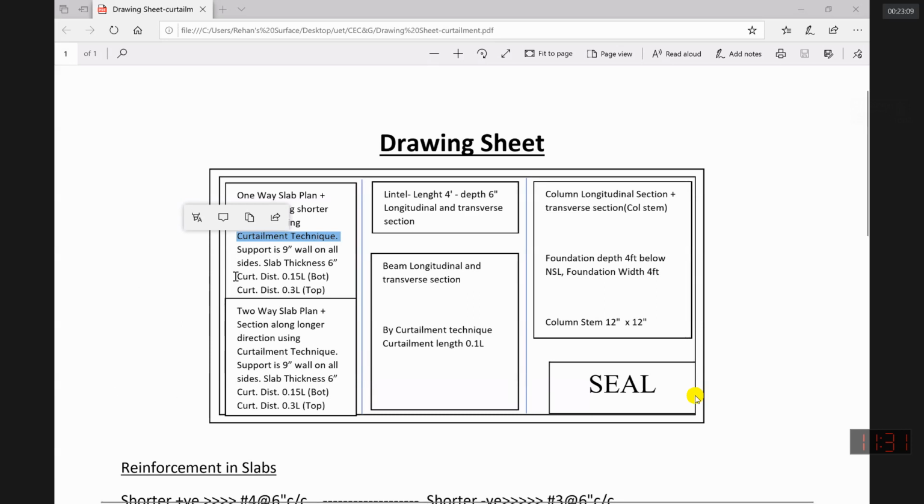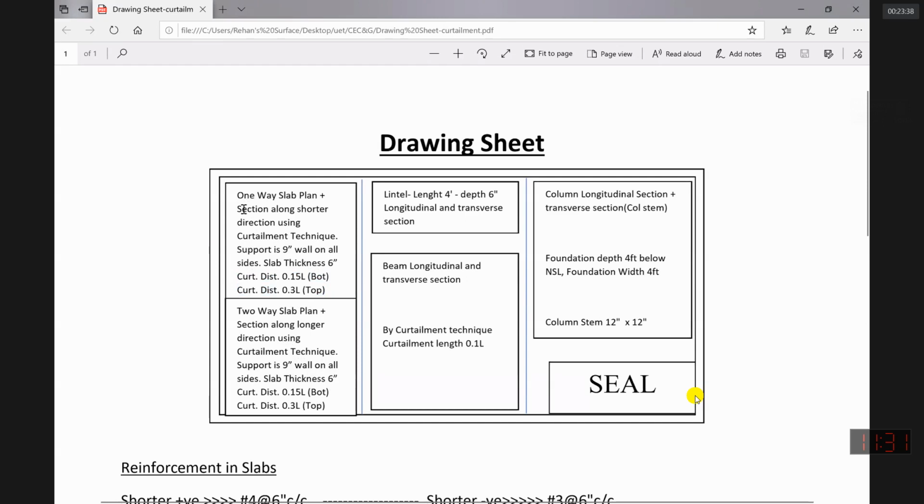Now, these curtailment distances for the bottom and for the top reinforcement are not fixed. Actually, they vary from case to case. They vary depending upon the end conditions of the slab. Okay, but here we have taken a general curtailment distance of 0.15 L and 0.3 L, right?